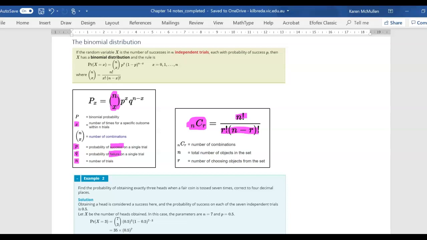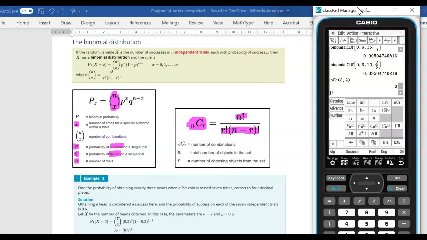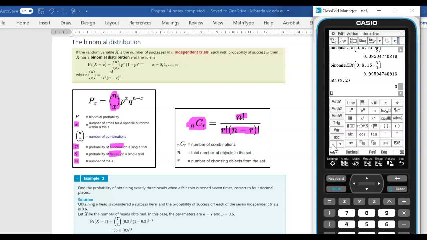So let's get the calculator out, and I'll show you where these buttons are. First of all, nCr, combinations. I was already in the screen, so let's go back to this main screen. You know where this keyboard is, and you use most of these, but if you go down, there's actually a few more. If we go to advance, you can see it there, n choose r. And then you would just write your value of n first, comma, r.